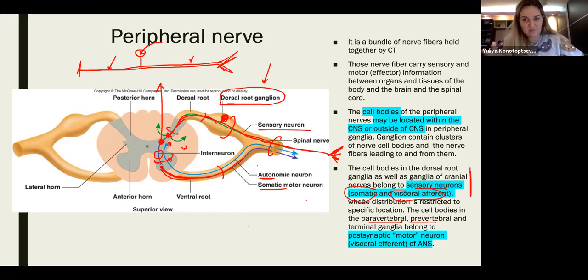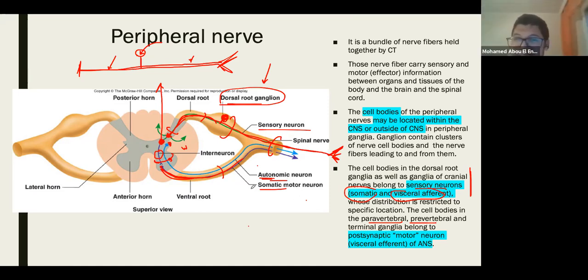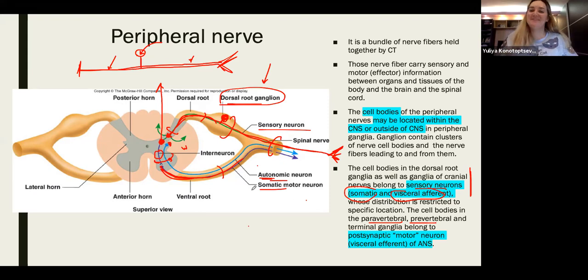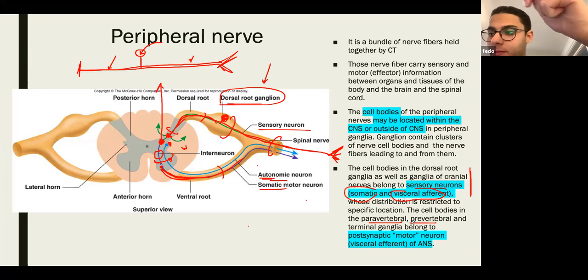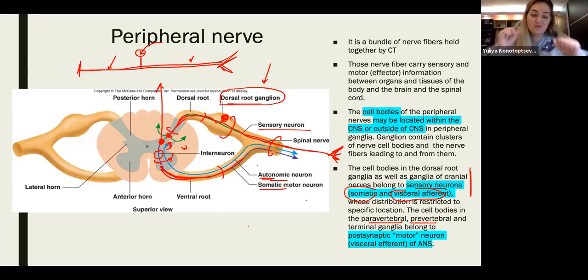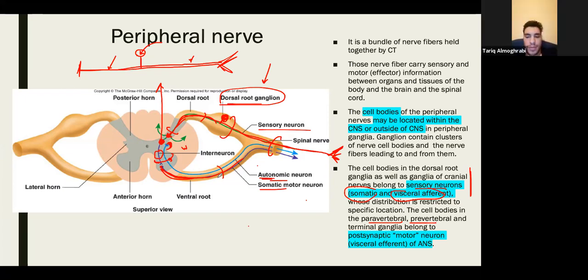So the sympathetic cell bodies of autonomic motor neurons are where? I'm asking about sympathetic. Prevertebral and paravertebral ganglia and the lateral horn. Two places: these ganglia and the lateral horn. But parasympathetic are in the ganglia near the organs. Is it clear?